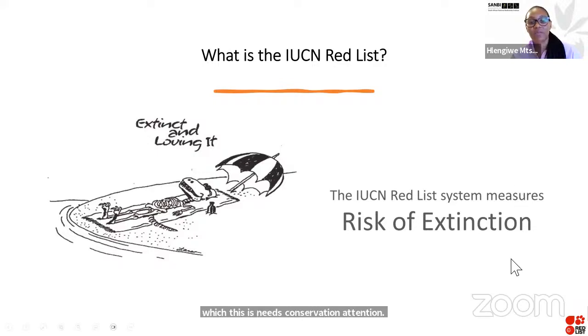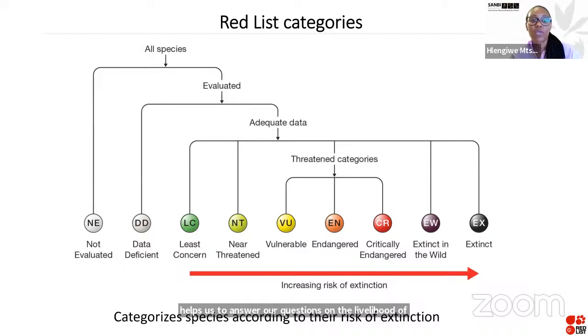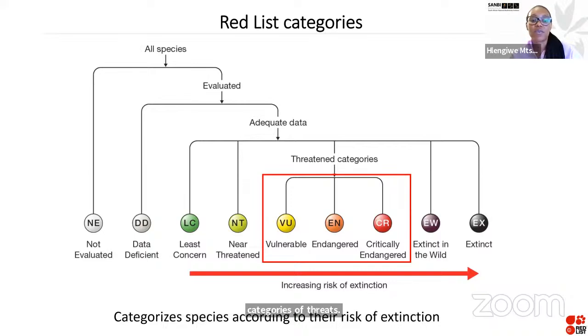Basically, it helps us to answer questions on the likelihood of a species going extinct in the near future. It does this by categorizing species from the lowest to the highest risk of extinction. It has 3 categories of threat. And we also have a data deficient category, where there isn't sufficient information to assess the species' risk of extinction. This is where the data collected by the citizen scientists feeds in most, for us to be able to update those assessments.